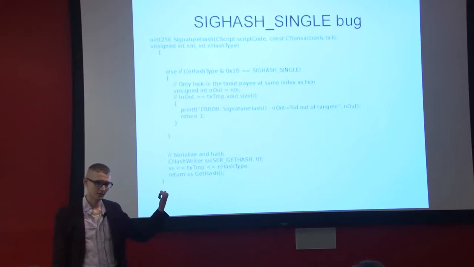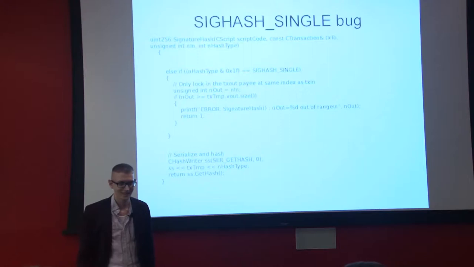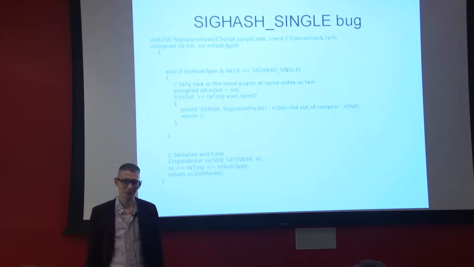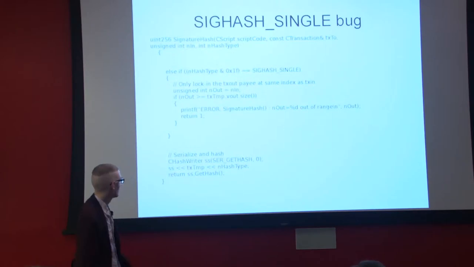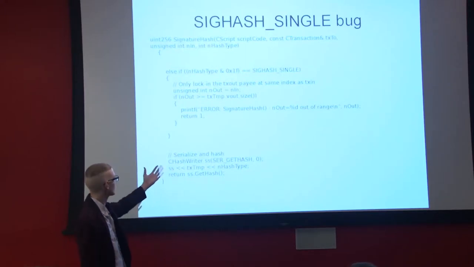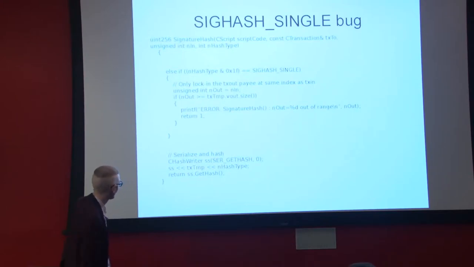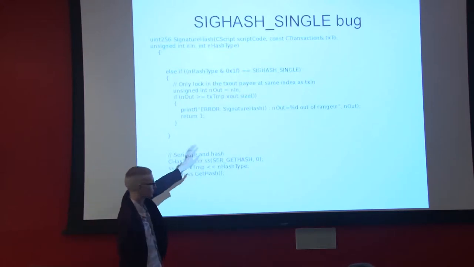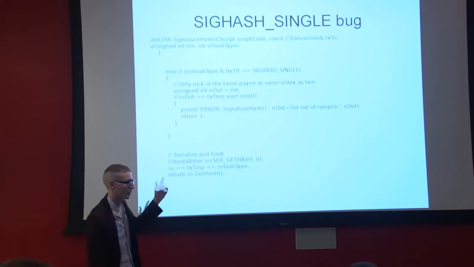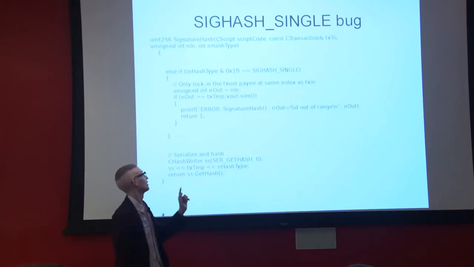If anyone's familiar with C++, it's in the main Bitcoin tree. You notice there's an error return. You pass in a script code, which is a script sig in this case, and then a transaction object, the number of the input, and then the hash type. And if everything goes okay, you get the hash back. If everything doesn't go okay, you get printf, error, sighash, blah, blah, blah. But it returns a 1. And that 1 is actually an error code.